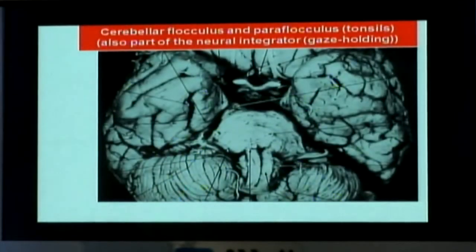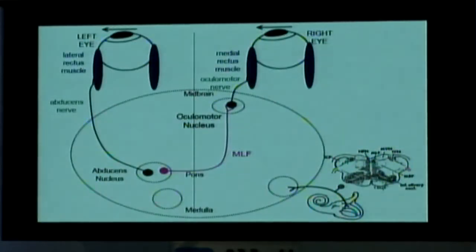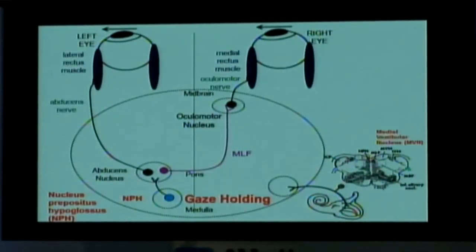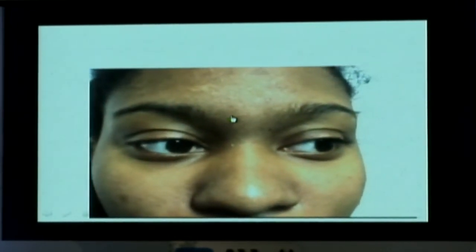So the cerebellum is also very important for gaze holding, the flocculus and the tonsil or paraflocculus. We won't belabor this point because we'll get to that. Let me show you a few examples where the patient cannot hold gaze. My finger. So this is vintage gaze-evoked nystagmus. The saccade is okay, it's fast, it's accurate. Gaze is full, but the patient can't hold eccentric gaze. This is a problem in the gaze holding network. This is gaze-evoked nystagmus.